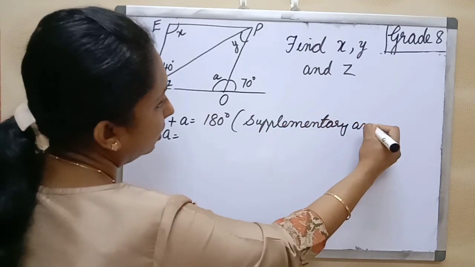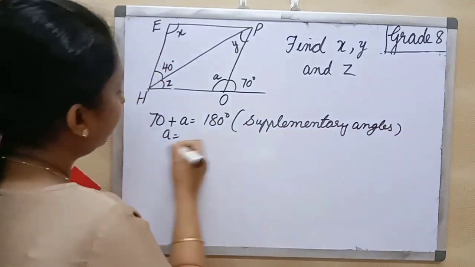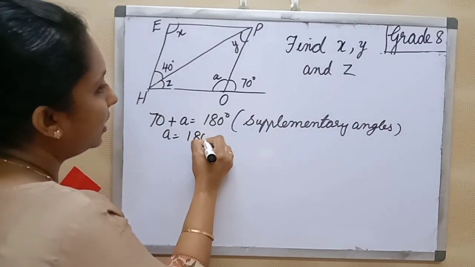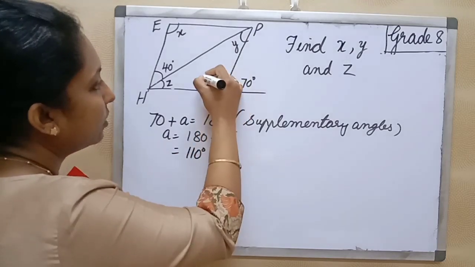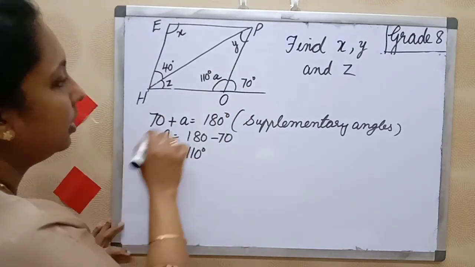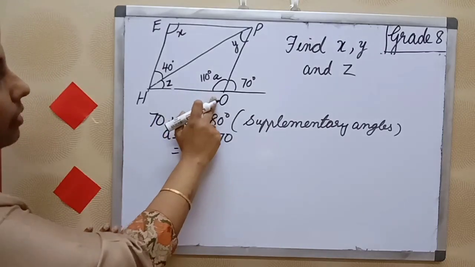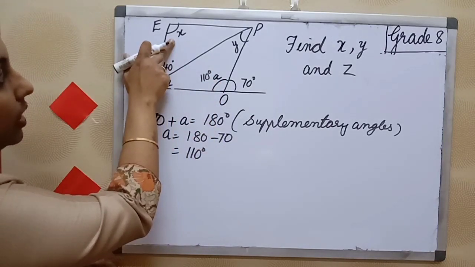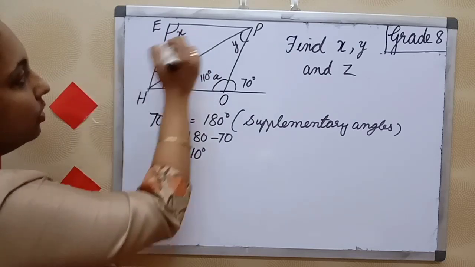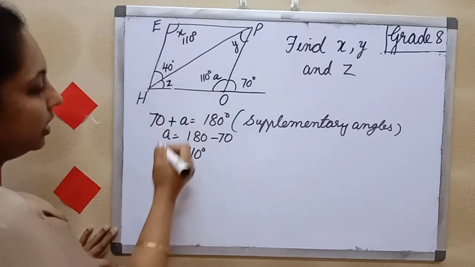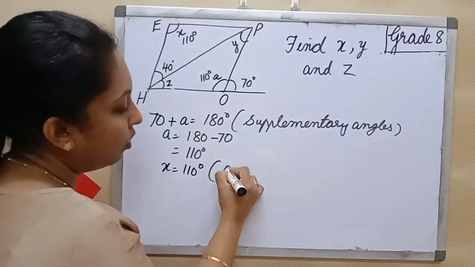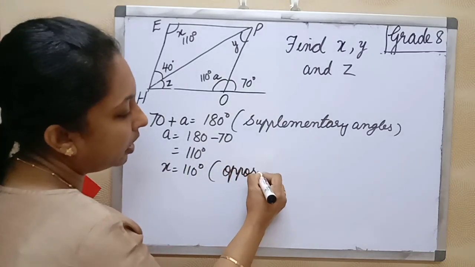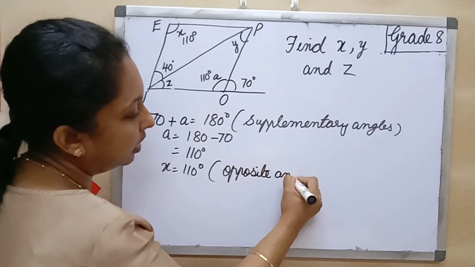Supplementary angles. a is equal to 180 minus 70, which is 110 degrees. So a is 110. Then the opposite angle, that is X, is also 110 degrees. That is, X is equal to 110 degrees. Opposite angles of a parallelogram.